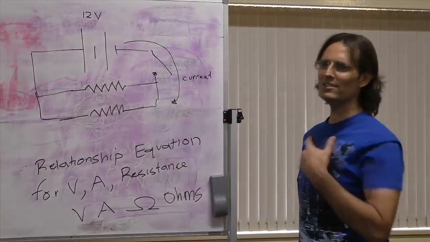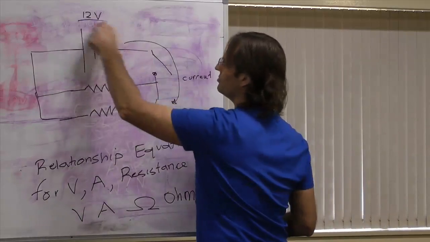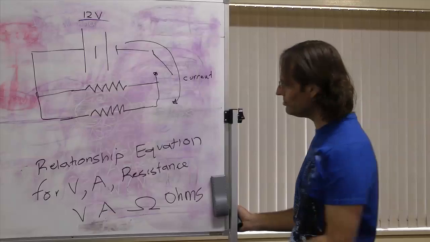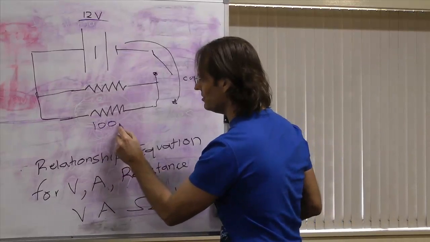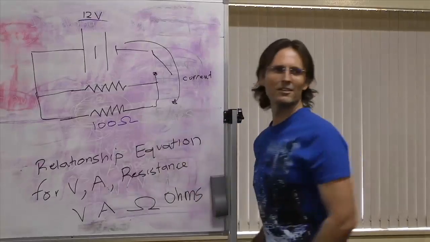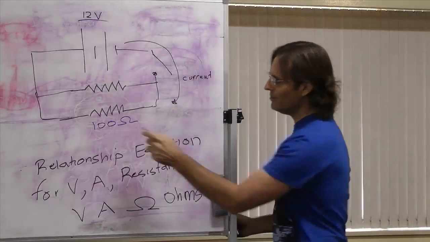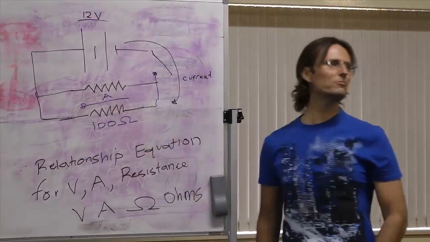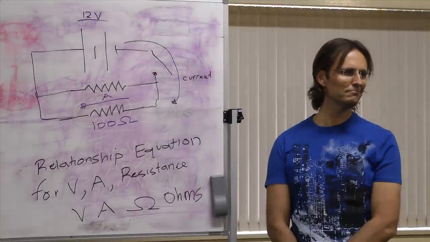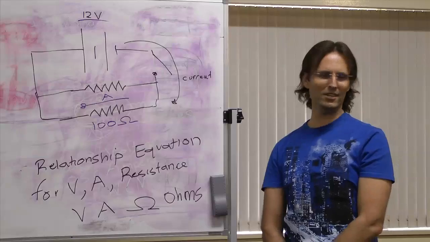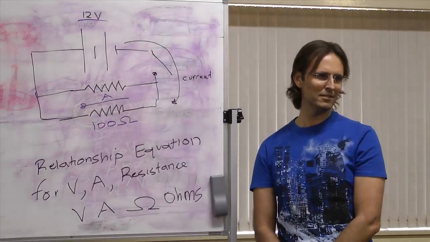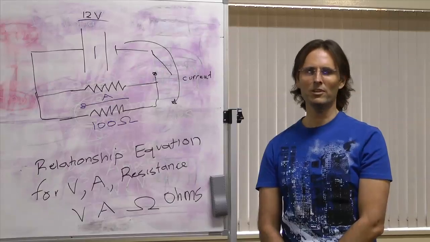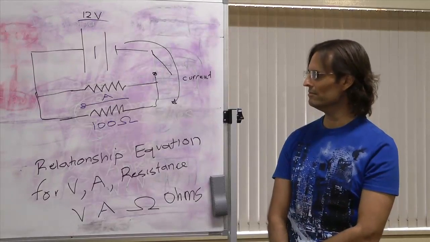So what I want to know basically is if I have a 12 volt source and these are 100 ohm resistors, how much current, how many amps are going to flow through that resistance? There must be an equation that can tell me that. Does that make sense? And we want to understand the equation.